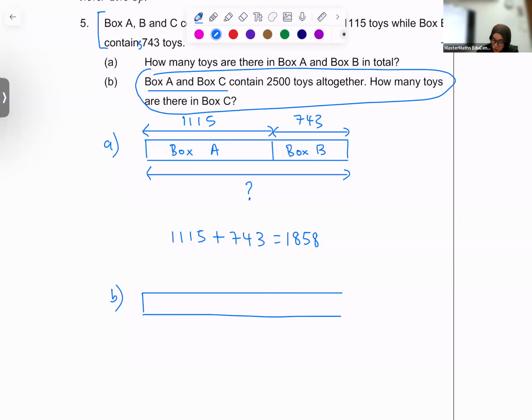This time around, we will only have box A and C. But C is repeated, right? Very good, okay? So C is already repeated, so we just need to draw 2 boxes. Box A and box C, okay? So let's call this box A, and this one is box C.